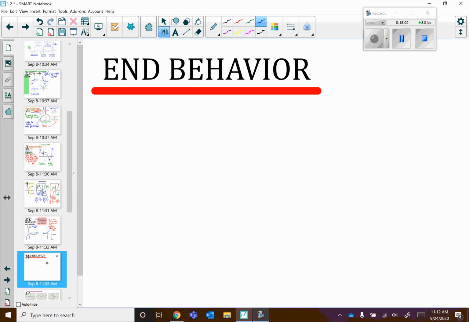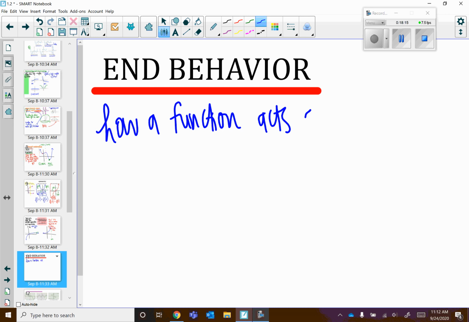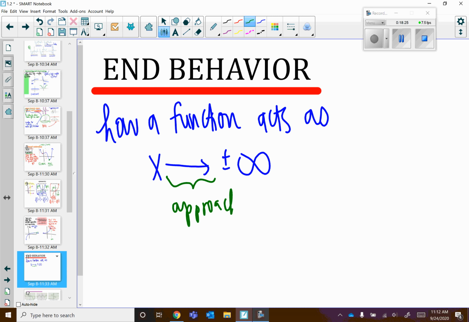And last but not least, end behavior. This is telling us how a function acts as the x values approach positive or negative infinity. We're going to talk a lot about this one because this is something that actually has to do with limits, but we'll get there together soon.